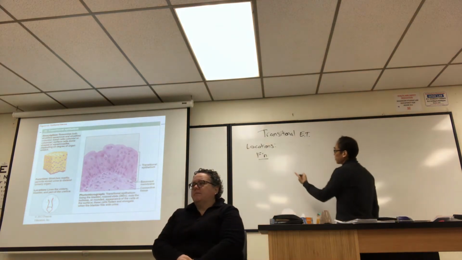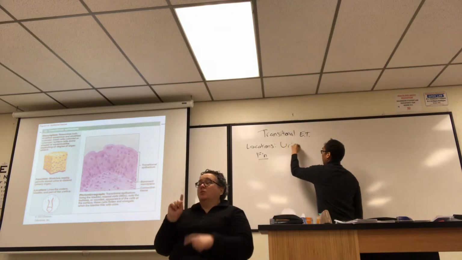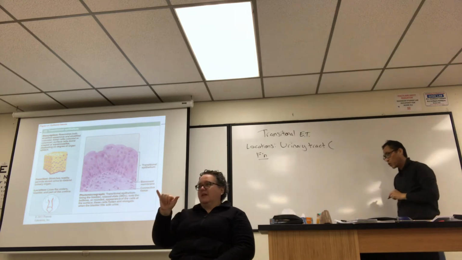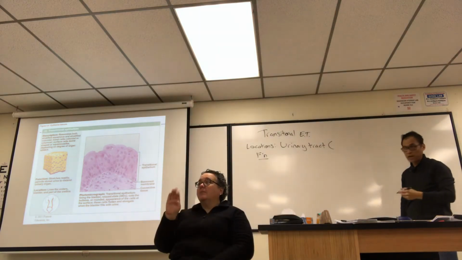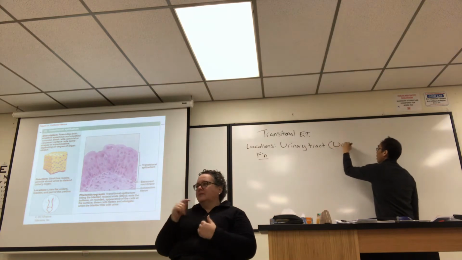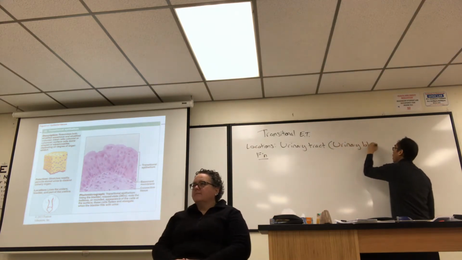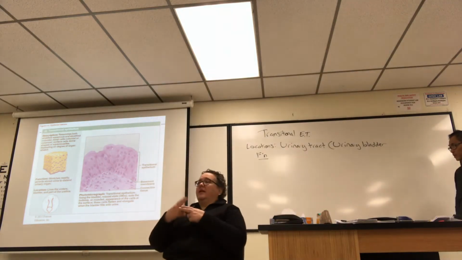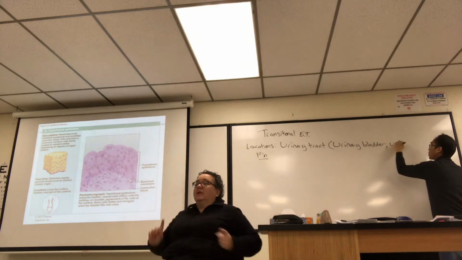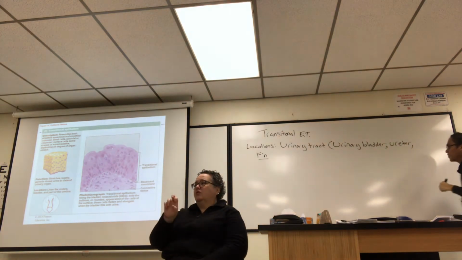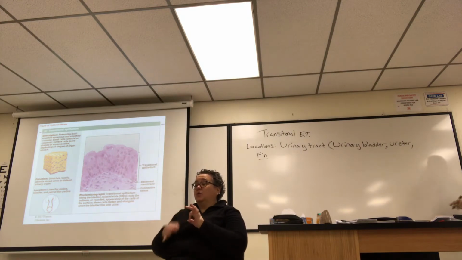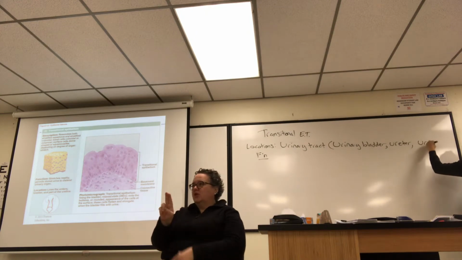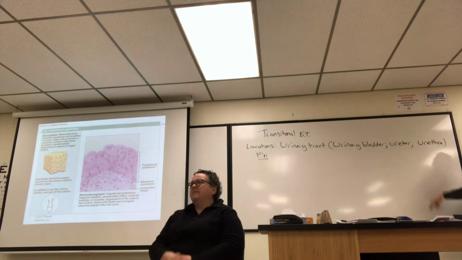Well, anyways, the locations: urinary tract. Now you haven't had that yet, but that includes the urinary bladder, which carries urine. The name of the structure that carries urine from kidney to bladder is the ureter. And the name of the tube that conveys urine to the outside world when you void your bladder is the urethra. So those are the major structures of the urinary tract.